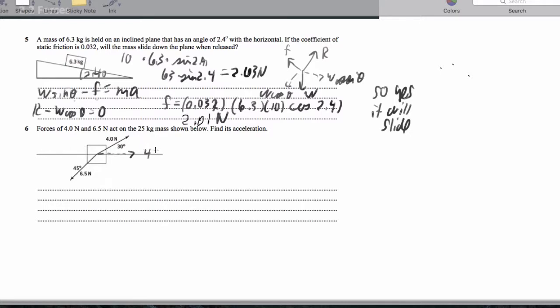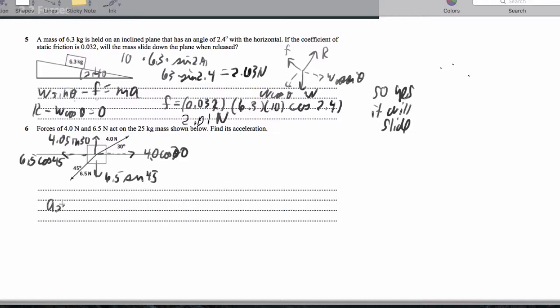So this is going to be 4.0 cosine of 30 degrees. This is going to be 4.0 sine of 30. And then this 45, we're going to have 6.5 sine of 45. And then here, 6.5 cosine of 45. So basically, we're going to get acceleration in two directions.